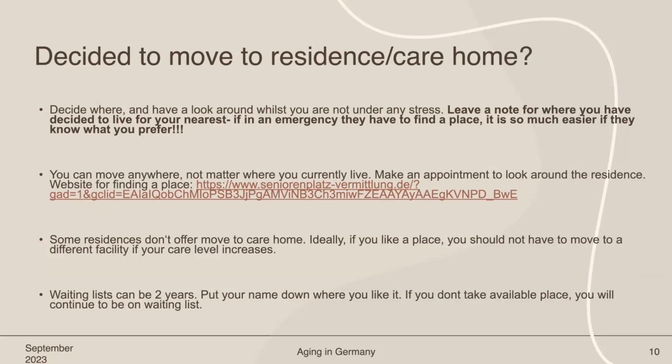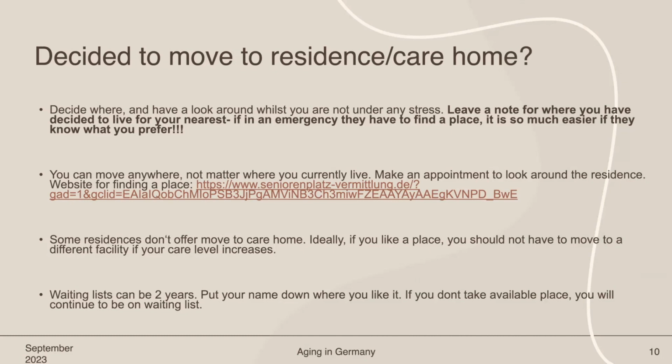If in an emergency something goes wrong, you start to have a terrible illness, you need to go to hospital, and then after that you need care, the ones closest to you need to understand what it is you would like. They need to understand, would you like to move to a place, or would you then like to go back to your own home but get care at home? So it's much easier for everyone if you've left a note of what you want to do.